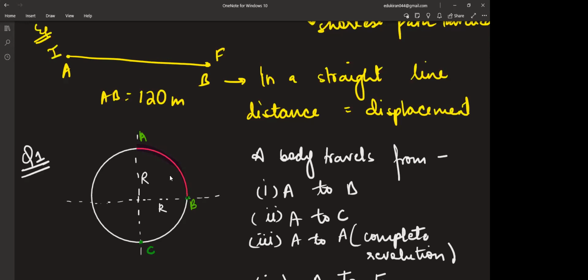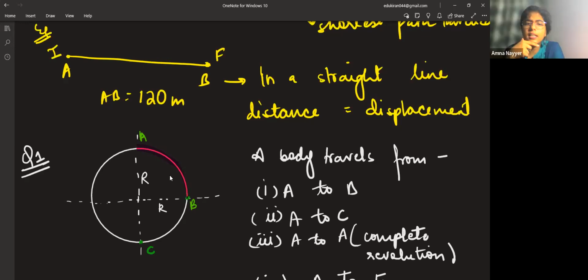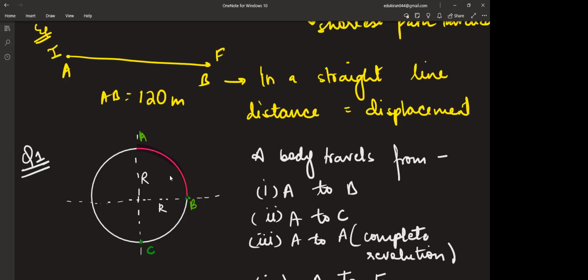1 by 2 pi. This is just 1/4 of a circle, no? The entire periphery of a circle is 2 pi r. So what should this distance be? This distance would be 2 pi r divided by 4. Do you get this? The entire is 2 pi r. I'm just taking a 1/4 portion of it.